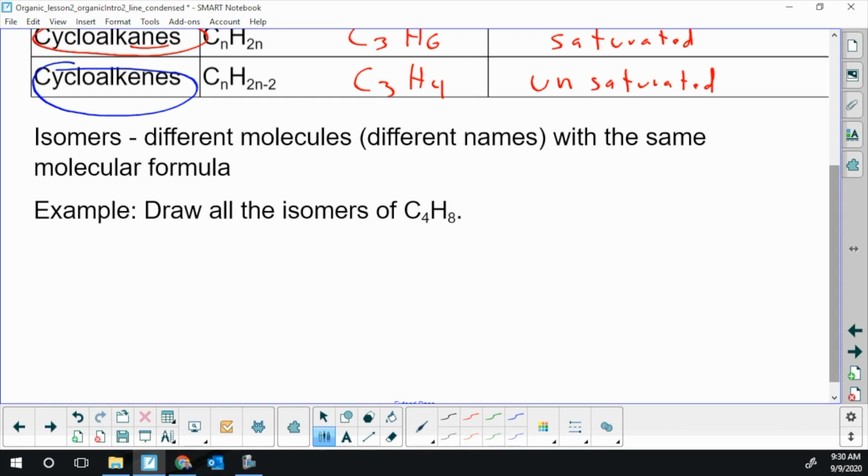So isomers are different molecules, and you may not be sure if a molecule is different. It could be just rotated, but you know it's different when it has a different name. That's going to come up a lot. You're going to see two structures. You're not sure if they're the same. Name them. Isomers: different molecules, but they have the same molecular formula. And I'm going to illustrate this by drawing all the isomers of C4H8.